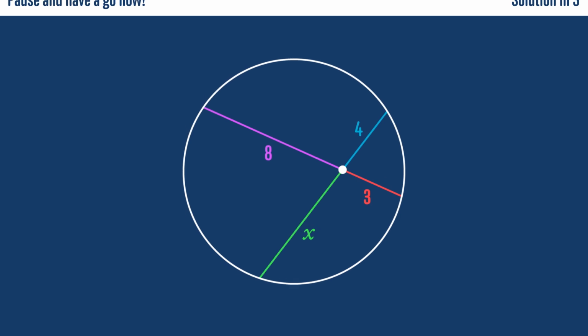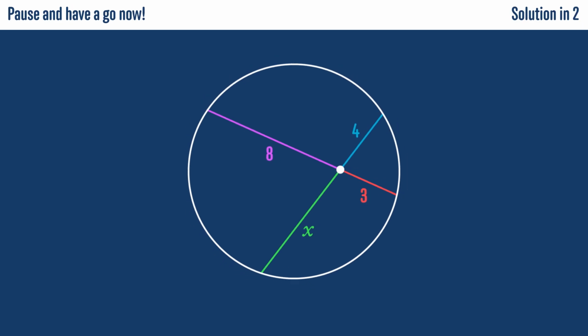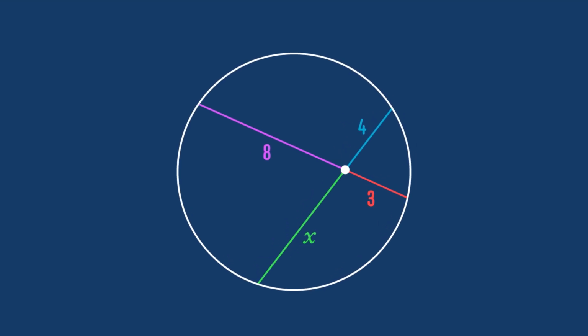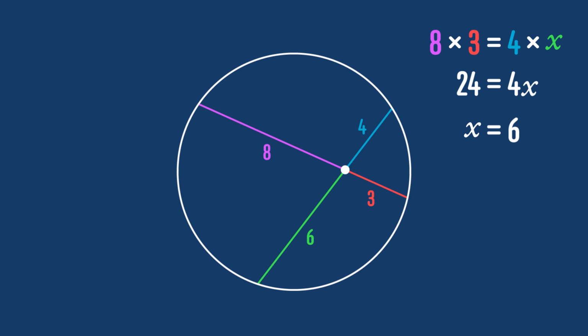Suppose we have two chords intersecting with the lengths given here, and we want to find x. Pause now and have a go before I show you the answer. The intersecting chords theorem tells us that 8 times 3 equals 4 times x, so 24 equals 4x, and so x equals 6. Here's a slightly harder example.